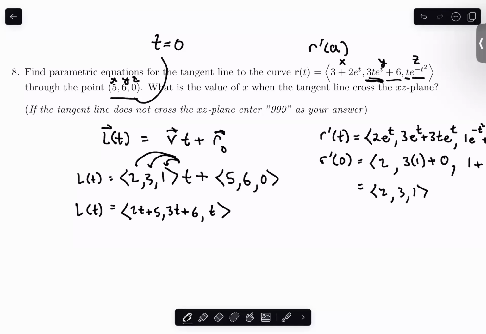Okay, but let's solve this one all the way through. Again, the question is, what is the value of x when the tangent line crosses the xy plane? So the question is, I need an x equals something.